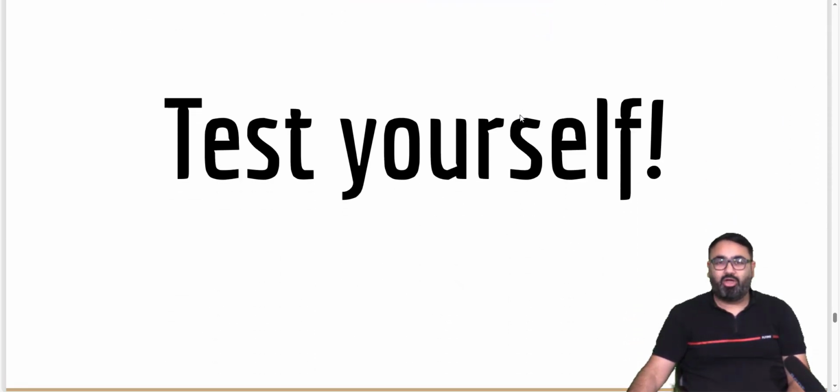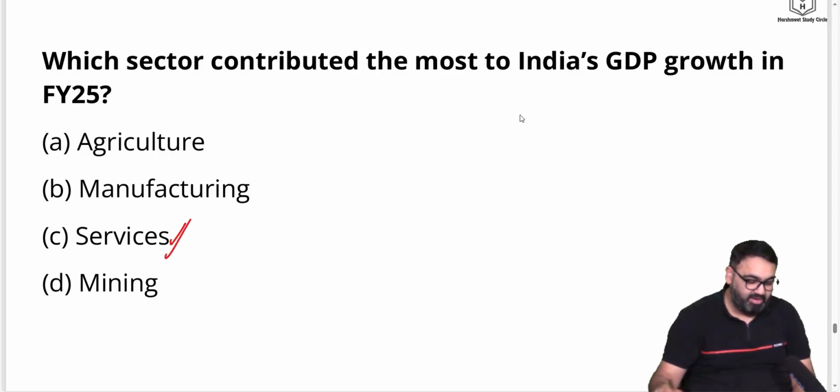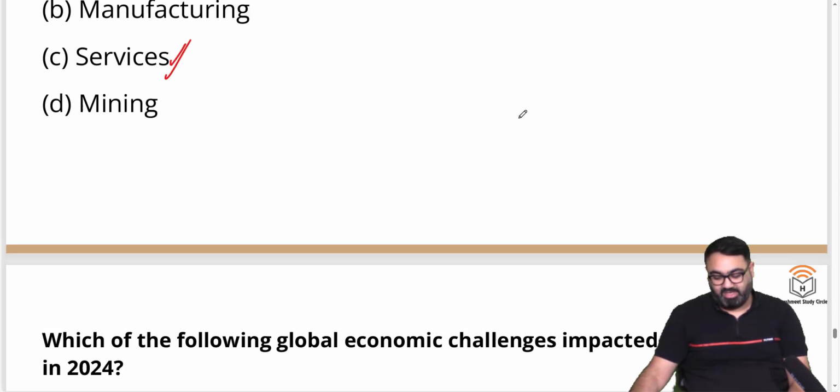Now, as promised, I also have a few questions to test yourself from this chapter. First question: which sector contributed the most to India's GDP in financial year 25? Not a difficult one. Agriculture, manufacturing, services and mining. I just told you it is services from where most of our growth has been coming in.